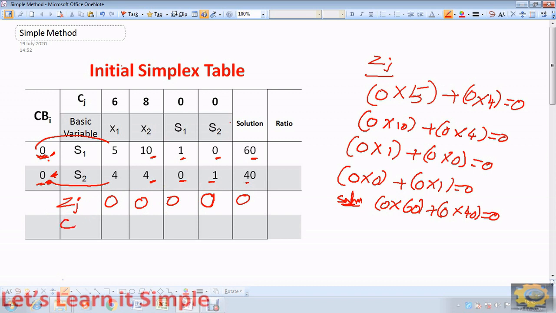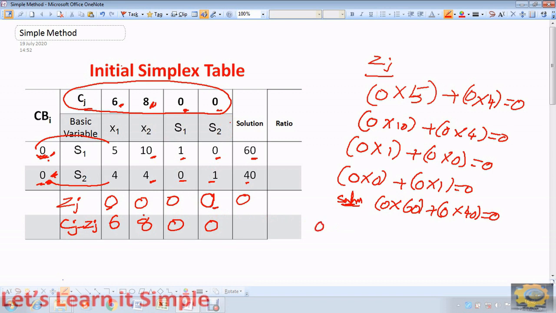So we need to find Cj minus Zj. What is Cj? Cj is here. Okay. So 6 minus 0, it is 6 here. Now in the second column, the x2 column, 8 minus 0, 8. Then 0 minus 0, 0 again. 0 minus 0, 0 again.